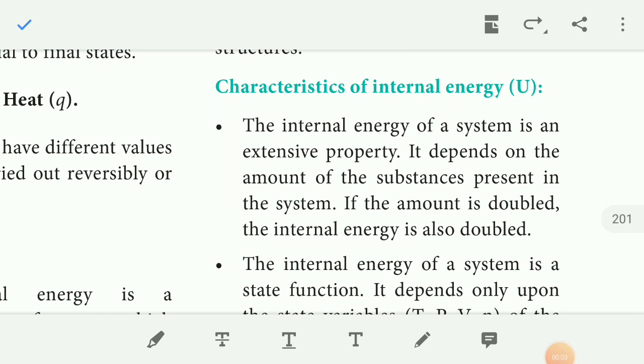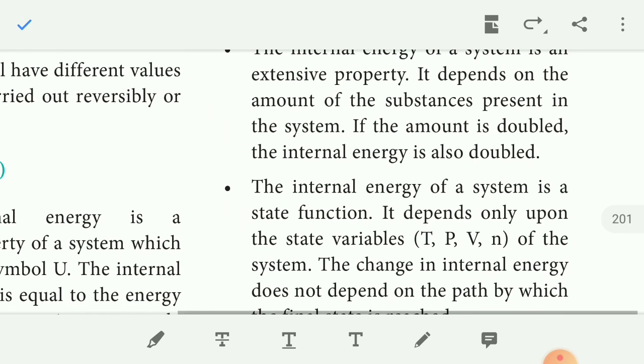Characteristics of internal energy U. The first point is that the internal energy of a system is an extensive property. It depends on the amount of substance present in the system. If the amount is doubled, the internal energy is also doubled.